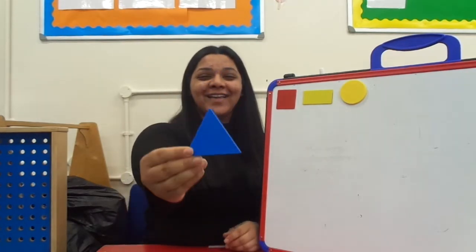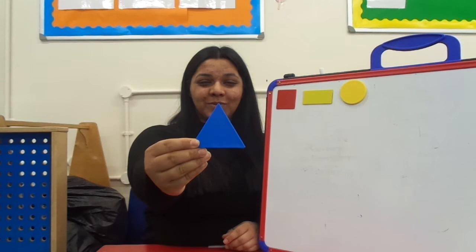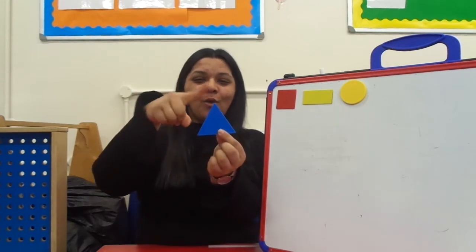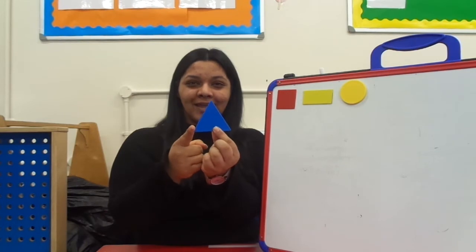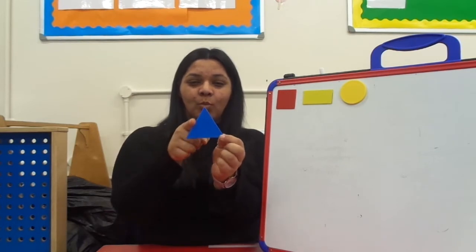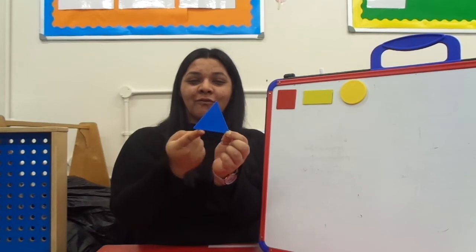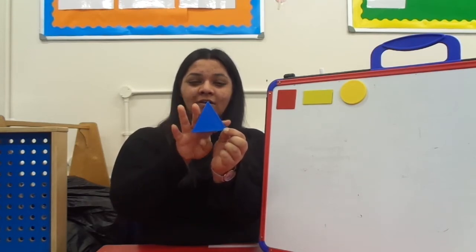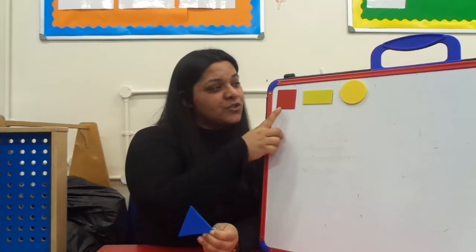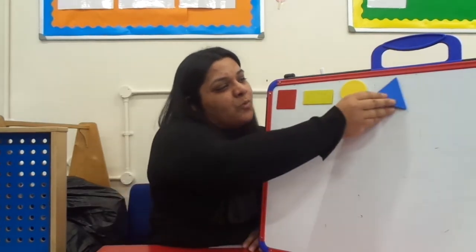I've got one more shape to show you. I'll give you another clue. It has 1, 2, 3 corners and 3 sides. Can you think what shape that could be? It is the triangle. Should we count all the corners with me? Get your Peter pointer again. 1, 2, 3. Can you count the sides? Are you ready? 1, 2, 3. The sides of the triangle are also straight, just like the square and the rectangle. So they share these properties.